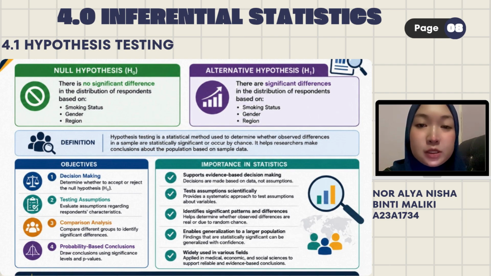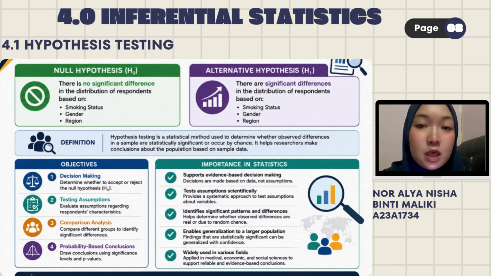In this section, I will explain hypothesis testing. The null hypothesis (H0) states that there is no significant difference in the distribution of respondents based on smoking status, gender and region. The alternative hypothesis (H1) states that there is a significant difference in the distribution of respondents based on these factors. Hypothesis testing is a statistical method used to determine whether the observed differences are significant or happen by chance. There are four main objectives.